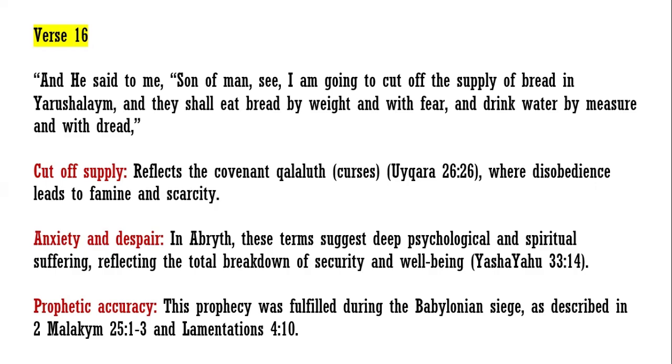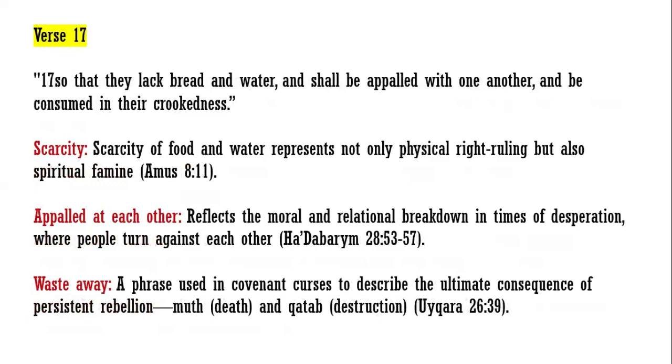So now, for reading. Prophetic accuracy. This prophecy was fulfilled during the Babylonian siege, as described in 2 Maccabees 5, verses 1 to 3, which we read earlier, and Lamentations 4, verse 10, which we also read earlier. The final verse: so that they lack bread and water, and be appalled with one another, and be consumed in their crookedness.